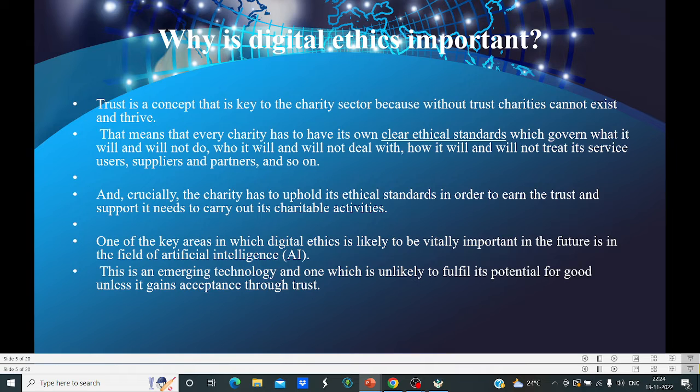In key areas, digital ethics plays an important role in the future of artificial intelligence, AI, an emerging technology. It can fulfill our potential and do good unless it fails to gain acceptance through the trust process.